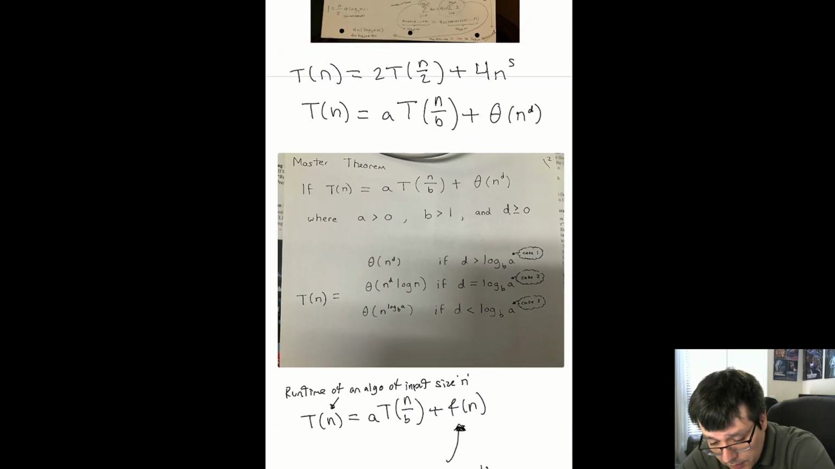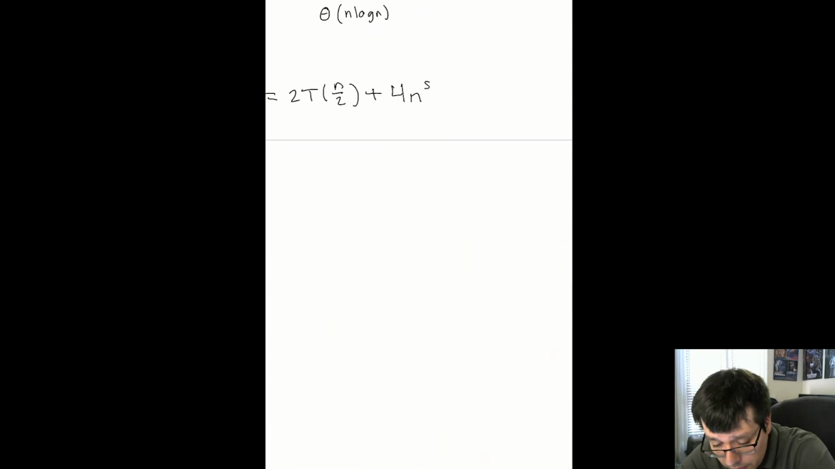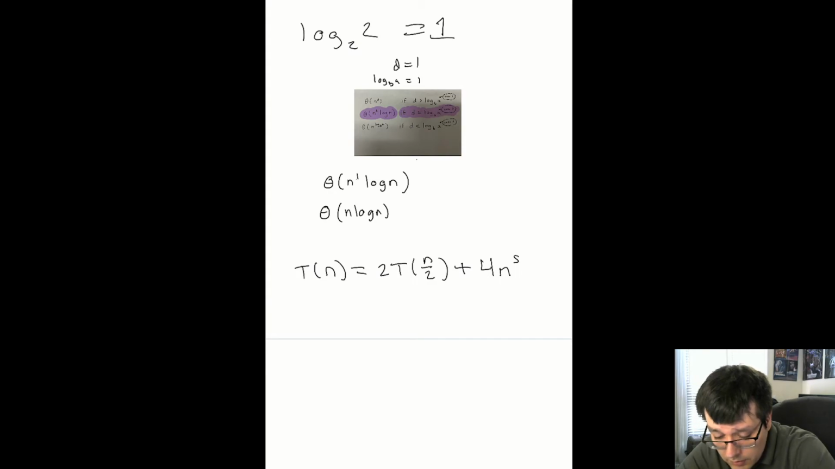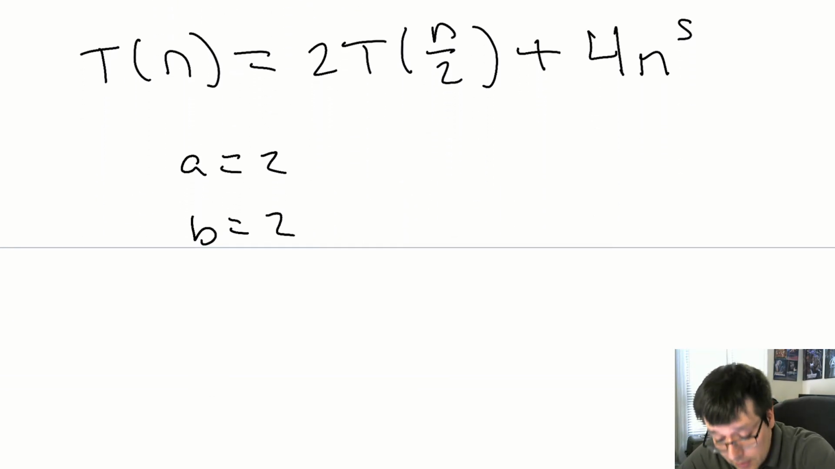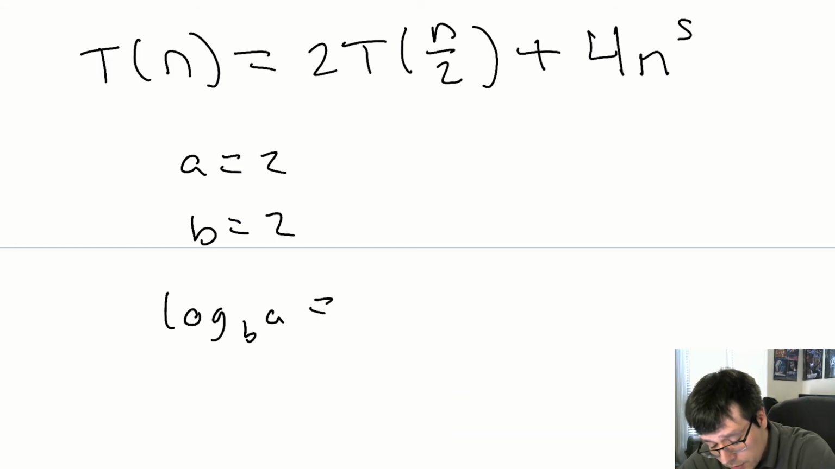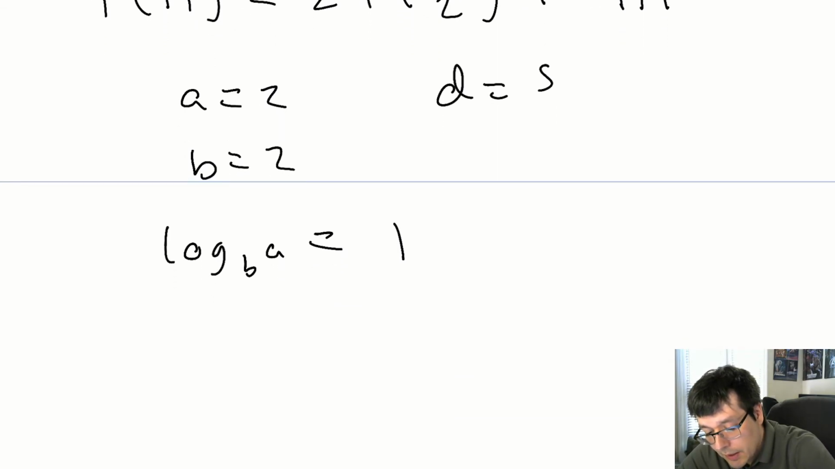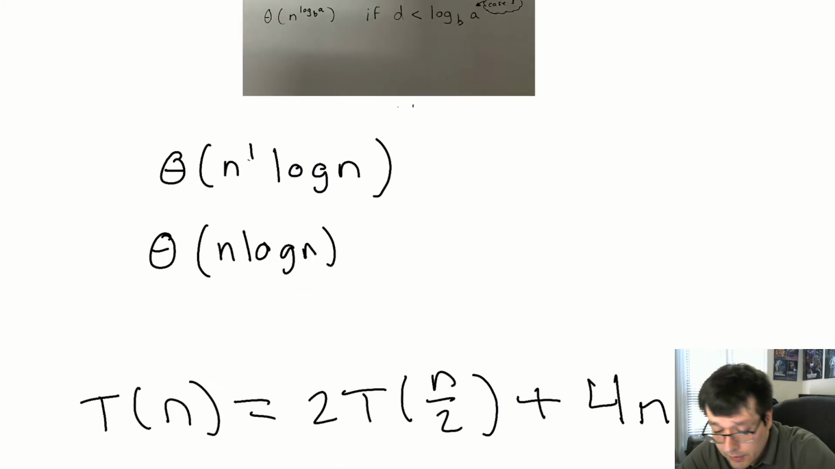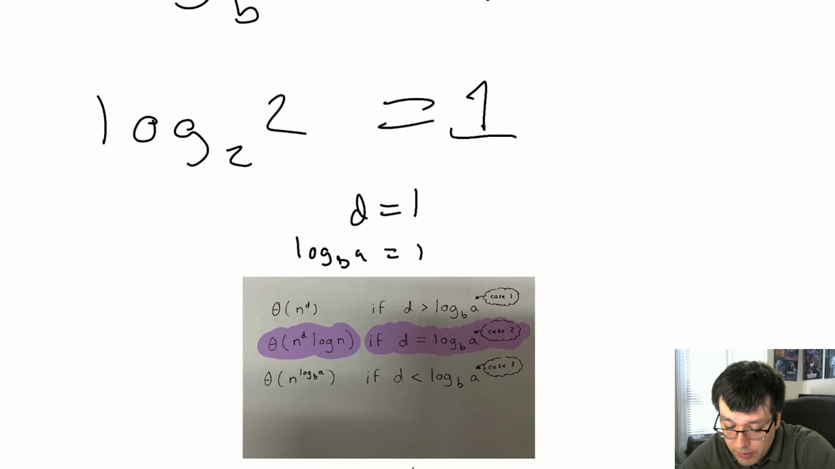Let me copy paste. Here, we'll just do it here since there's space. Okay, so if we do that, then our a becomes 2, our b becomes 2. I picked those numbers because I wanted an easy log, like when we do log base b of a, which is just going to be equal to 1. And then d is equal to 5, right? So now we have a scenario where 5 is definitely greater than 1. So that's going to be case 1, okay? Because 5 is greater than 1, and so this becomes n to the 5th power.